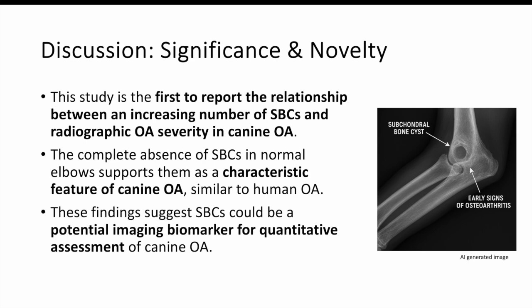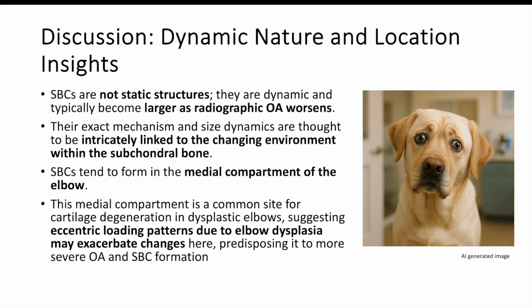The study highlights that subchondral bone cysts are not static structures. They are dynamic and typically become larger as the radiographic osteoarthritis worsens. While the exact mechanism governing their size is unknown, it's thought to be intricately linked to the changing environment within the subchondral bone. It's also noteworthy that these cysts tend to form in the medial compartment of the elbow, a common site for articular cartilage degeneration in dysplastic elbows, suggesting that eccentric loading patterns due to elbow dysplasia may exacerbate changes in this region, predisposing it to more severe osteoarthritis and, consequently, subchondral bone cyst formation.